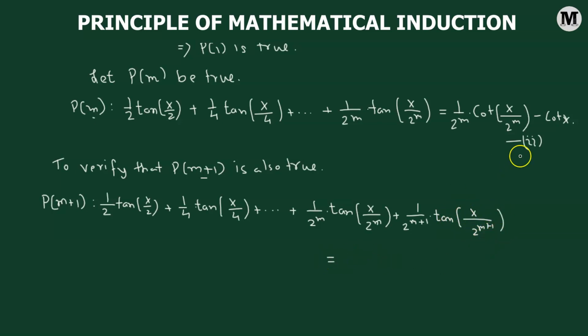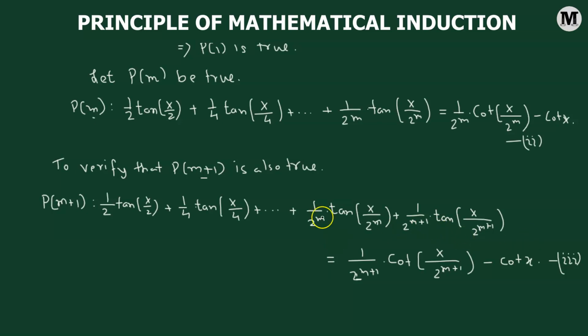Similarly, on the right hand side of statement number 2, wherever we see m, we'll have to replace it with m plus 1, where we get 1 over 2 raised to the power of m plus 1 multiplied to cotangent of x divided by 2 raised to the power of m plus 1 minus cotangent of x. Now this is the statement P of m plus 1. However, we do not know if it is true or not. Our goal will be to verify that it is indeed true. So how should we proceed?